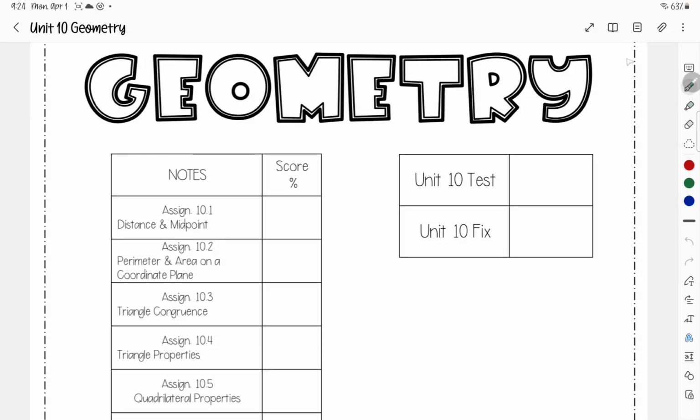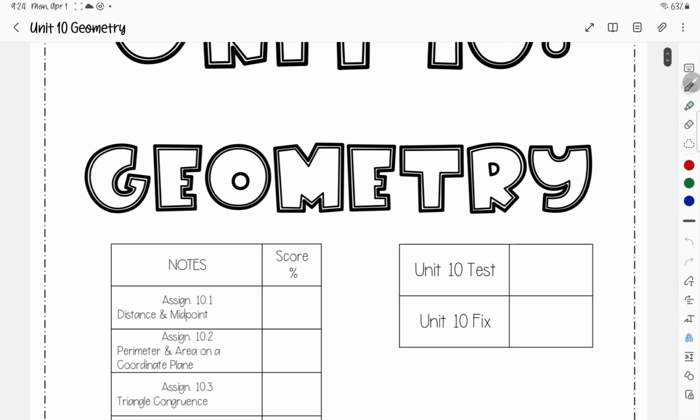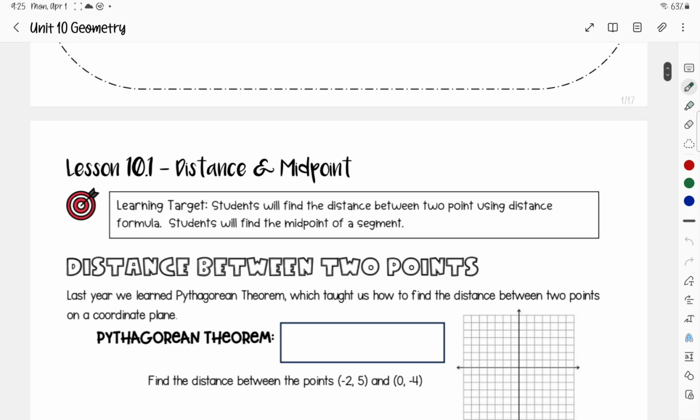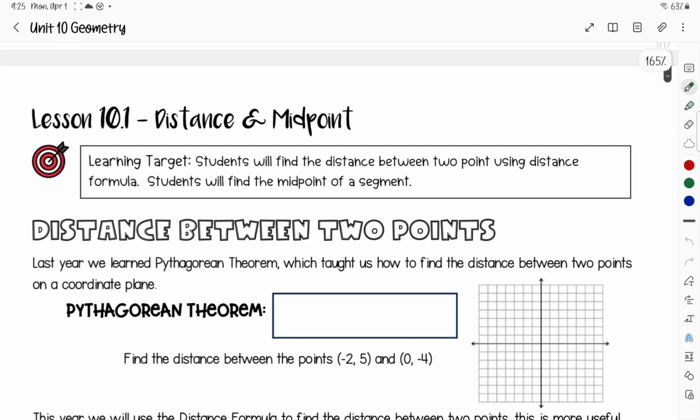Hi guys, this is the first video for Unit 10. Unit 10 is our geometry unit. We're going to have 5 lessons. So the first lesson is distance and midpoint.